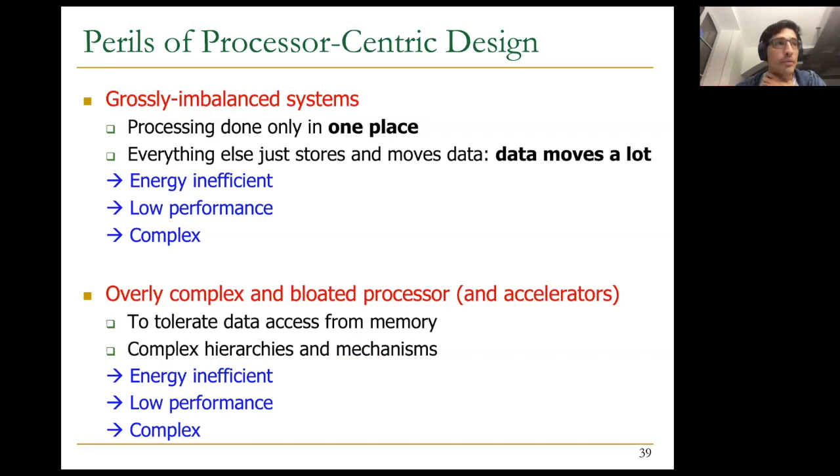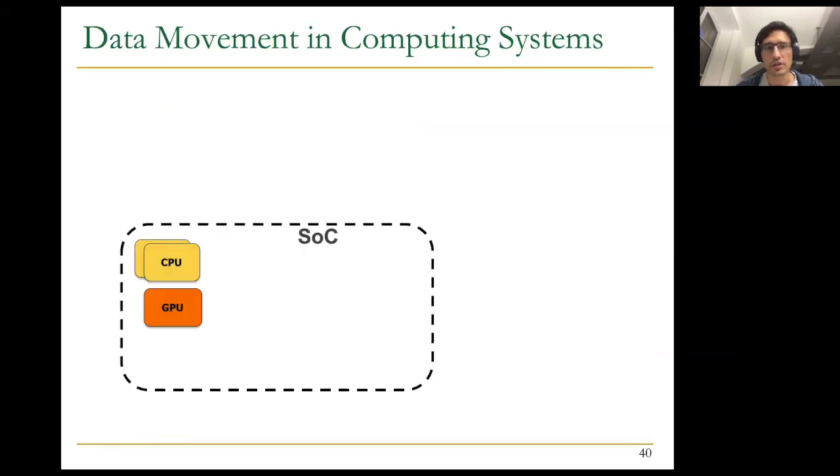For example, in graph processing, you will see that there are a lot of accesses with very large strides or very random. And in those cases, it's going to be very difficult to find the data in the on-chip caches, or it's going to be very difficult for a prefetcher to work well. So in these cases, using processing in memory techniques can greatly improve performance and energy efficiency.